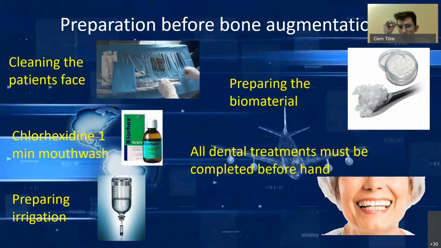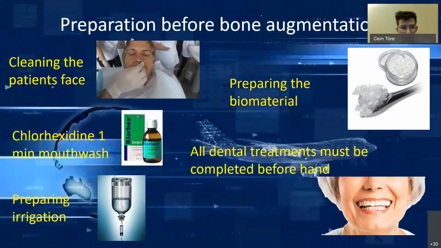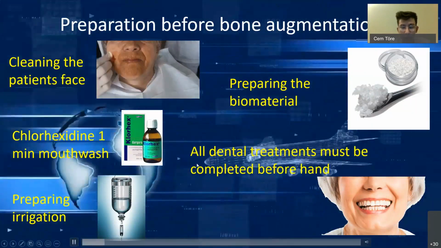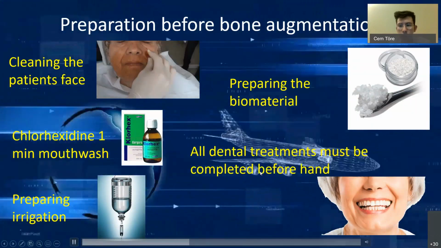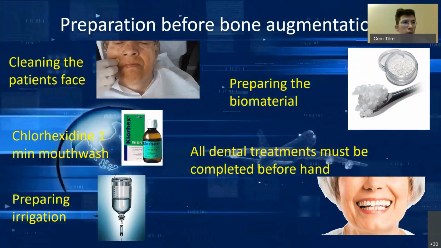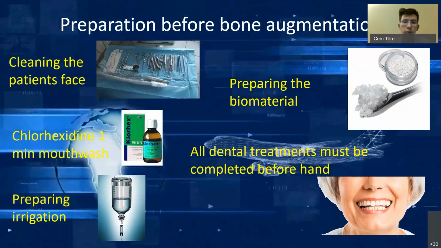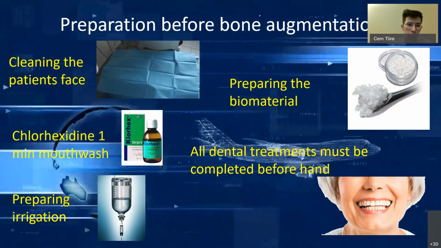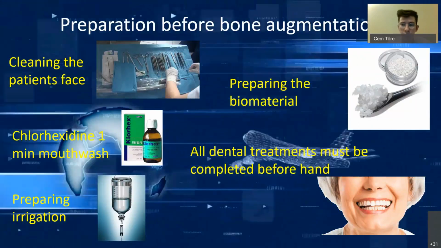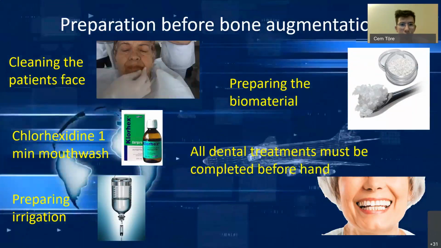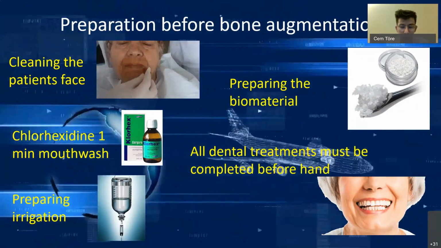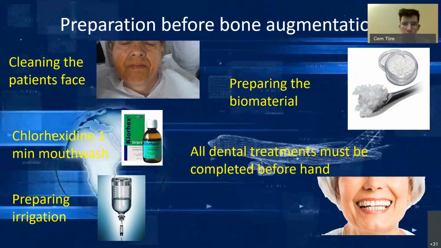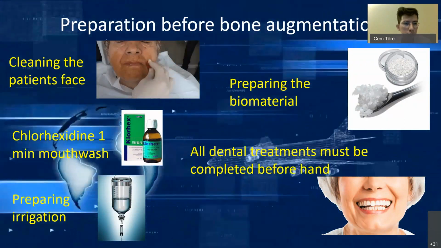So, before talking about bone augmentation, let's talk about preparation. All dental treatments must be completed beforehand. We don't want to go into an augmentation with a very thick level of calculus in the lower anterior mandible. We don't want caries. We don't want an endodontic or periodontal infection next to the area we are treating, because these types of infections within the mouth can transfer from one side to the other, endangering what we are doing at the augmentation area.